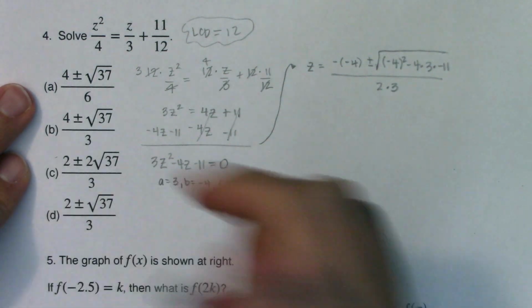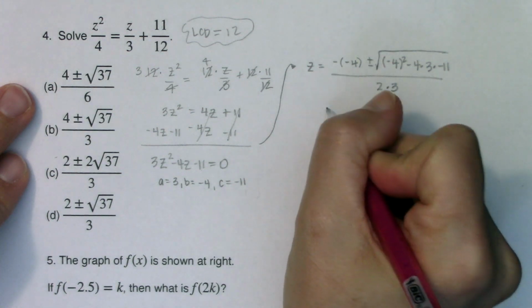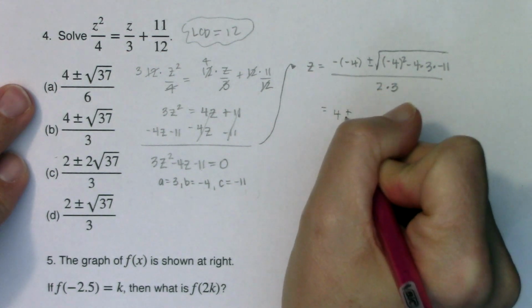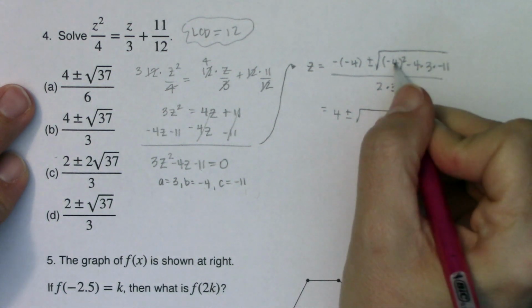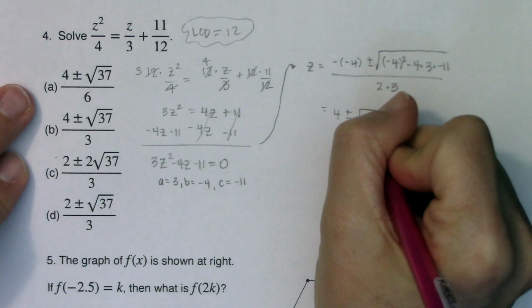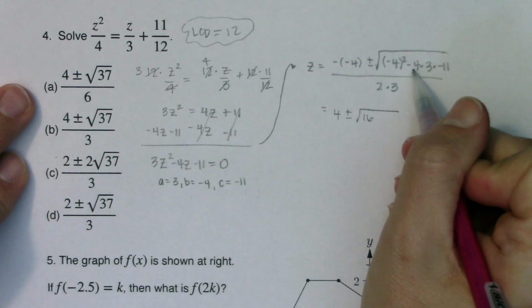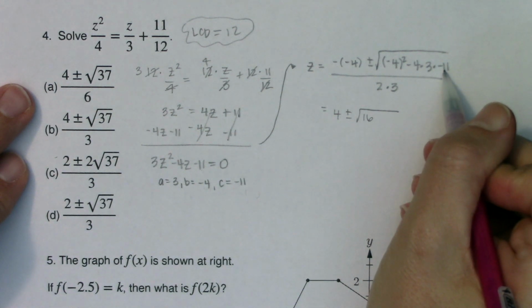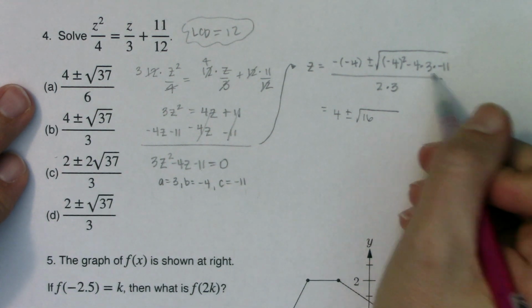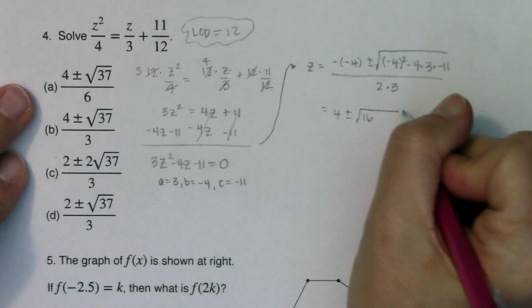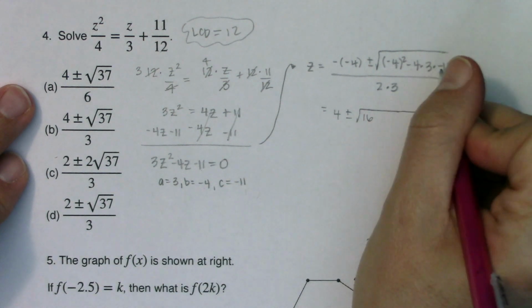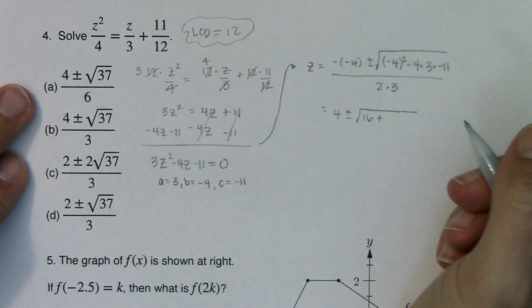So if I'm going to do this, we've got negative of negative 4, right? That's going to be 4 plus or minus. All right, so let's see what we got. Negative 4 squared is going to be positive 16. You've got a negative 4 and a negative 11 here times a positive 3. When you crunch all of that on your calculator, because you have this negative times this negative, it's actually going to be a positive here.